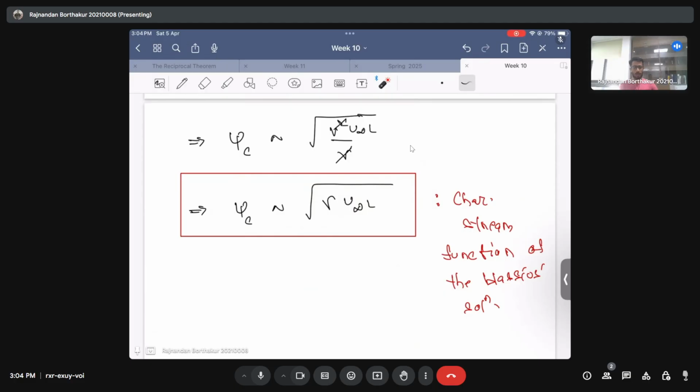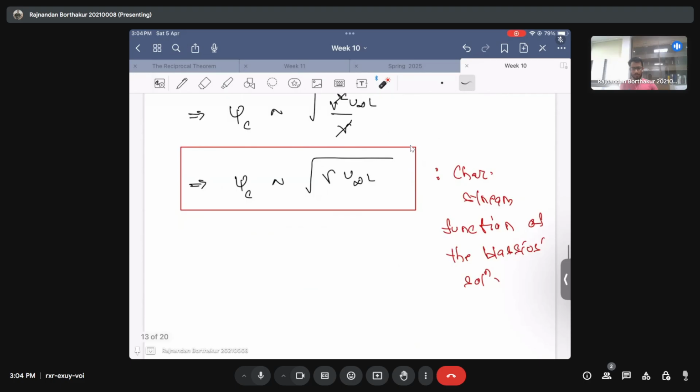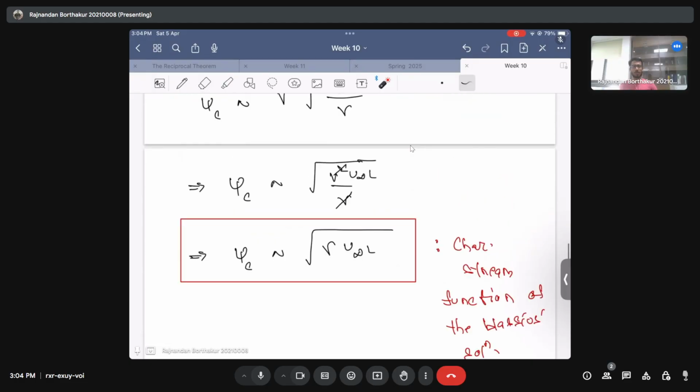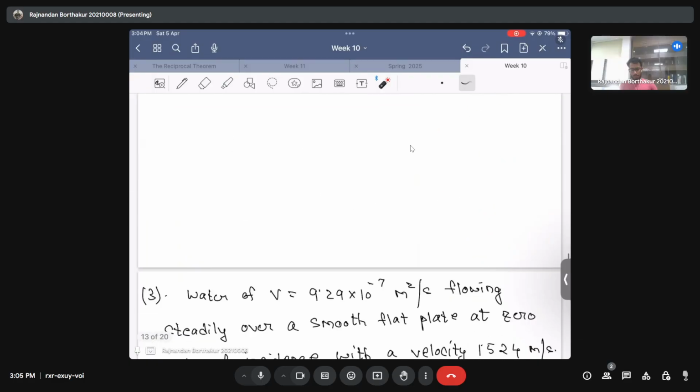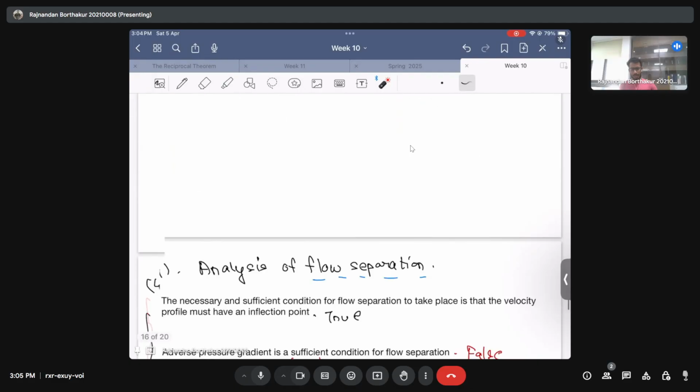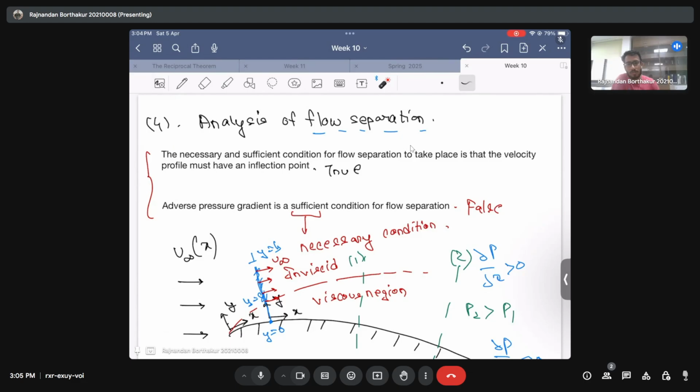We didn't do the analysis thereafter, but the idea is that, if you remember, this was done in the class. You now need to use a similarity variable and then obtain an ODE which basically defines how that variable evolves, and then you get the solution for Blasius's analysis. Okay. Then we looked into a very simple problem involving some practical values, and then we ended this discussion by looking into something which is known as flow separation.